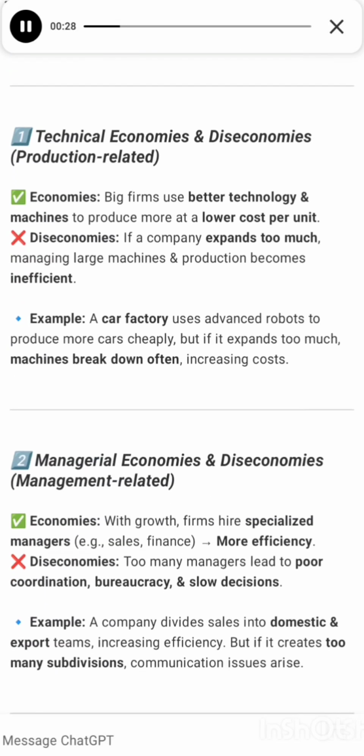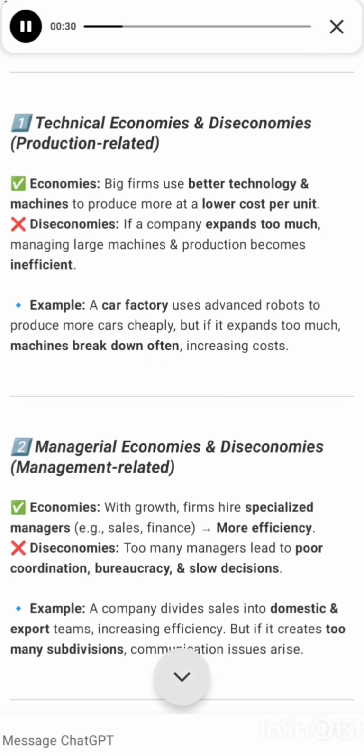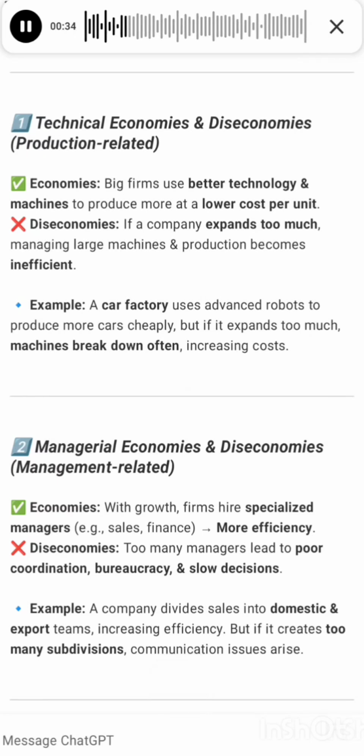1. Technical economies and diseconomies, production-related. Economies: big firms use better technology and machines to produce more at a lower cost per unit. Diseconomies: if a company expands too much, managing large machines and production becomes inefficient. Example: a car factory uses advanced robots to produce more cars cheaply, but if it expands too much, machines break down often, increasing costs.